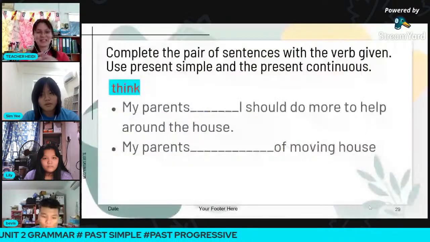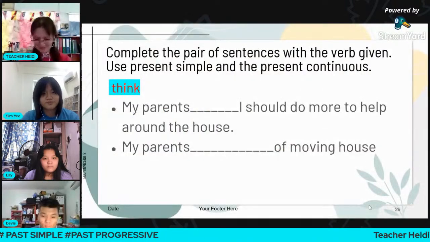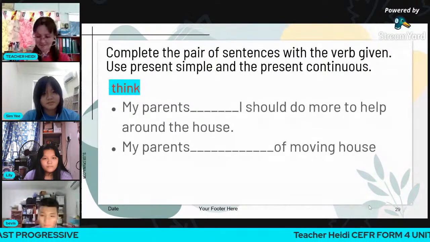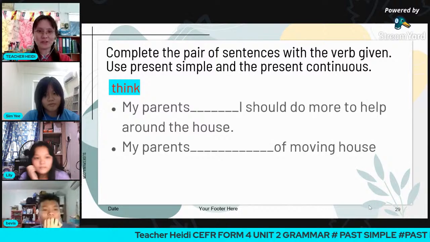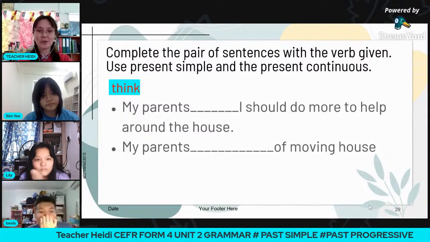Okay, so the first one. Now all my answers are there, so I cannot let you. Okay, this one skip. I'll just explain to you first. You see, both are using the verb think. So you have to choose.